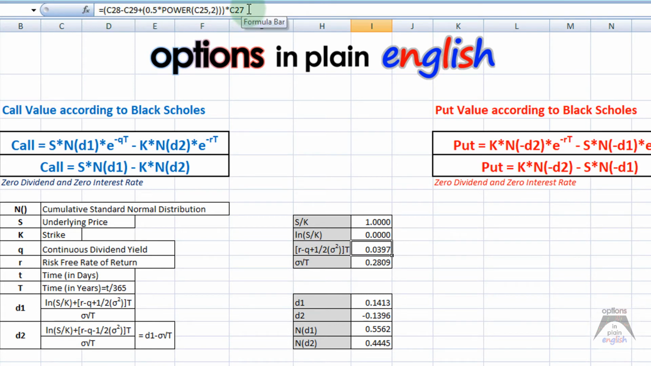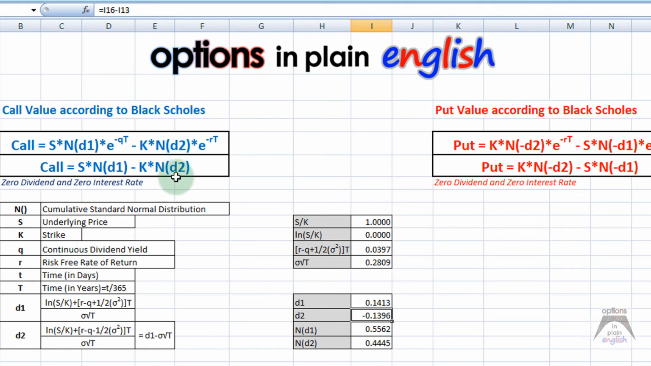So maybe the only difficult thing here would be the power, to elevate it, to square it. And then sigma square root of time. Sigma square root of time. Okay, so you have these components. Now you can calculate D1. D1 is going to be this plus this divided by this, which is the formula here. And you can get D2 as well.